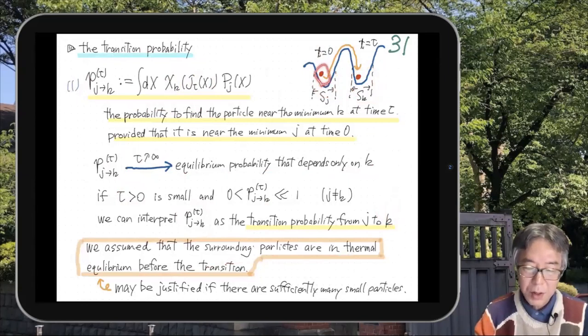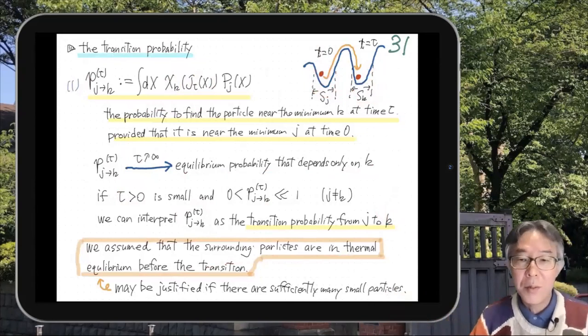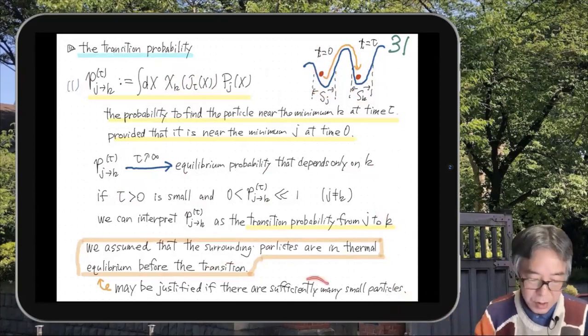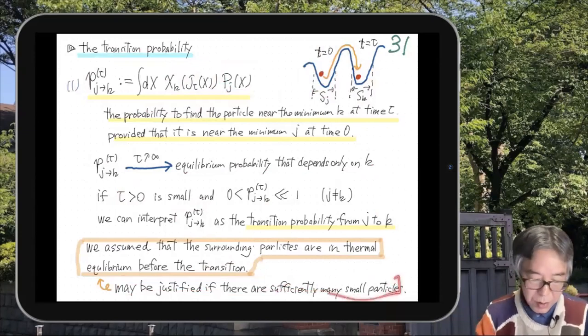Of course, this particle that we are focusing on is not in equilibrium in the strict sense. So in that sense, the water particle may be affected by this non-equilibriumness of the red particle and become slightly non-equilibrium. But when there are sufficiently many water molecules, we can safely assume that the surrounding particles are in thermal equilibrium. Okay, so this is an important point.